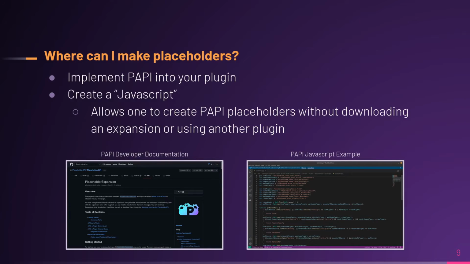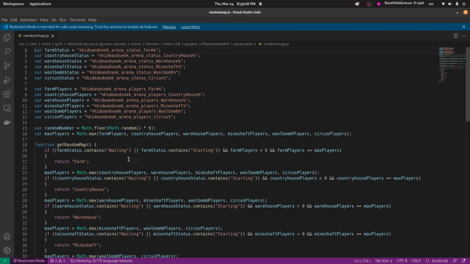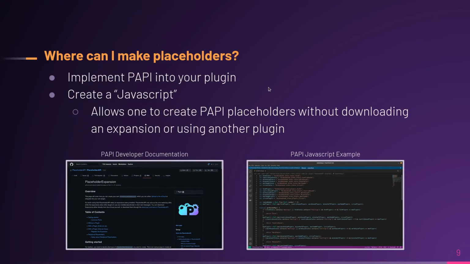So here's a very basic example of, I think this is get a random map, or maybe that's not a basic example. Okay, this is not a basic example at all, but this is just to show you you can get very complex with this. And honestly, if you're going to be getting this complex, you should probably do a plugin, but yeah, you can do it, is what I'm trying to show.